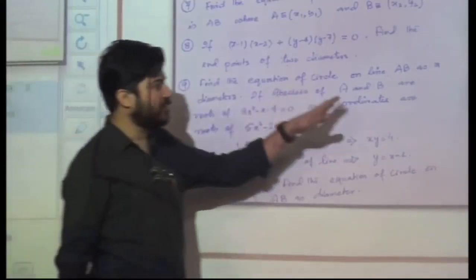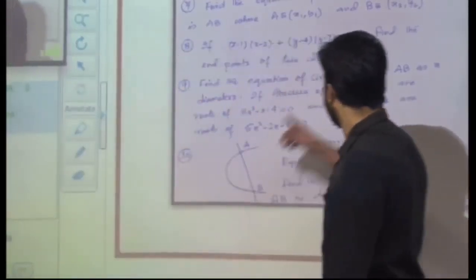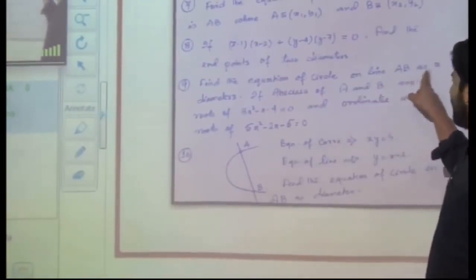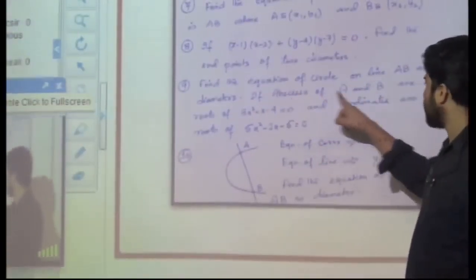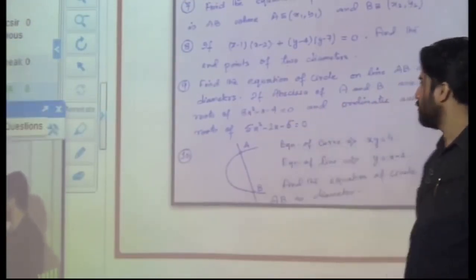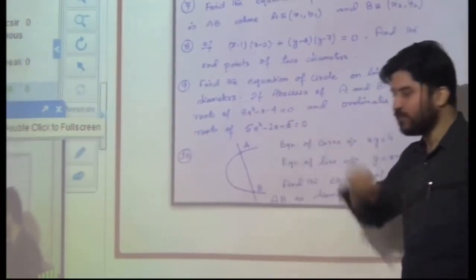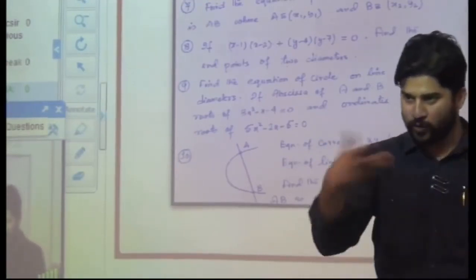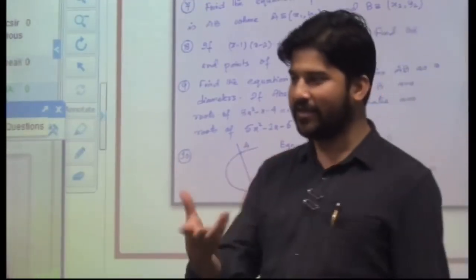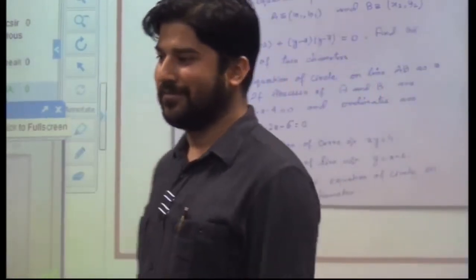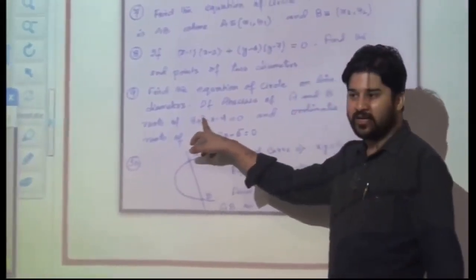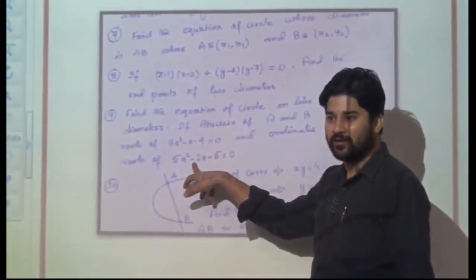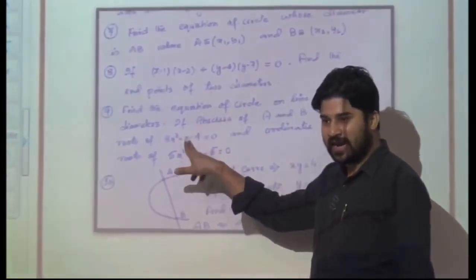So you have to find the equation of a circle on line AB as a diameter. So A and B, if the abscissas of A and B are the roots of this equation and the ordinates are the roots of this one, do you have to solve it, or can you write the answer directly? I am going to leave it as x only. I am going to make it y and I'll just add them.